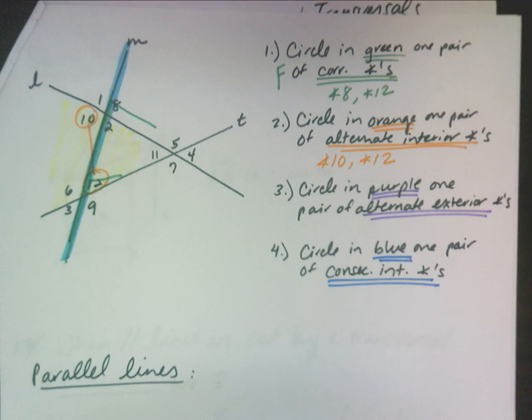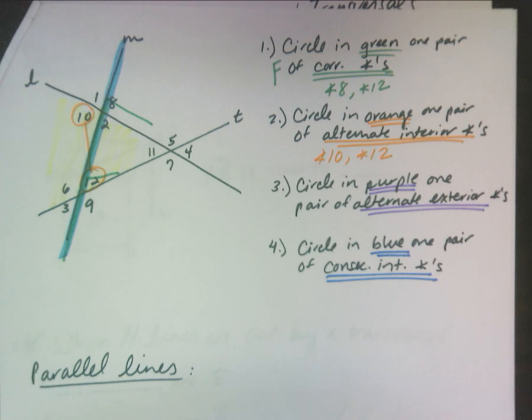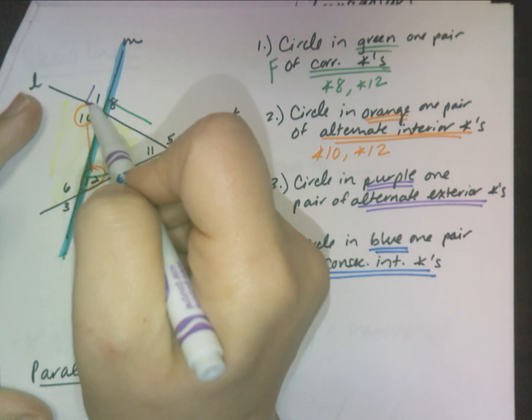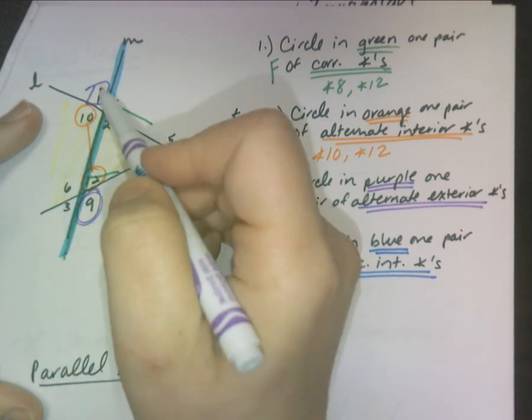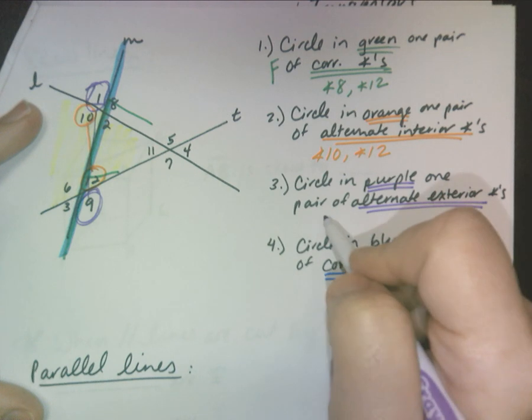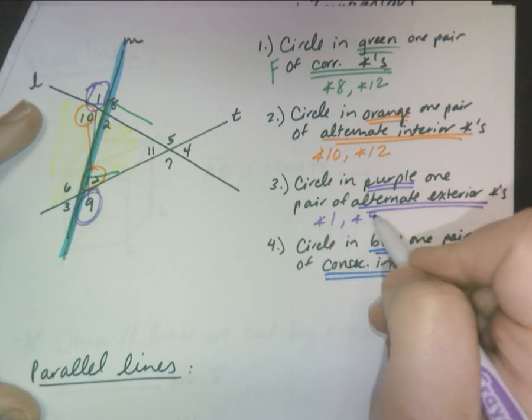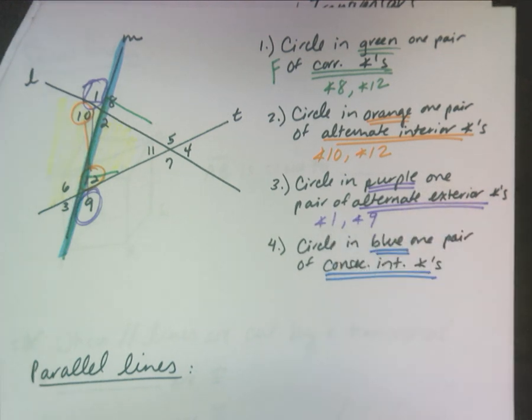Circle in purple one pair of alternating exterior. Okay, so they would be on the outside of that yellow section. So I'm going to pick in purple 1 to go with 9, alternating. And then obviously you pick the other one.